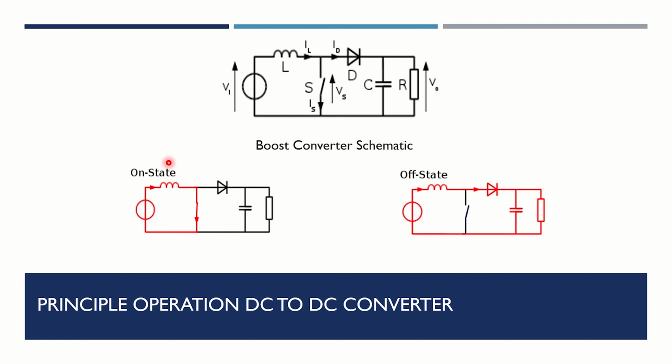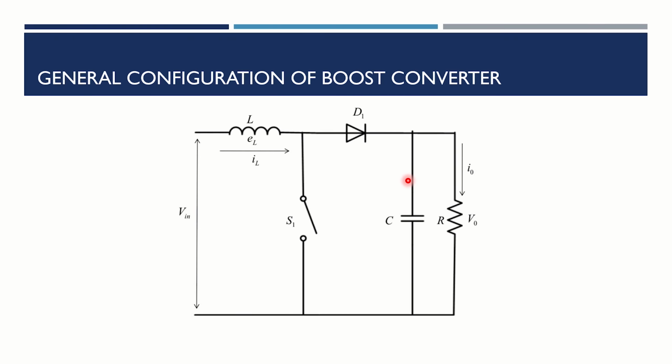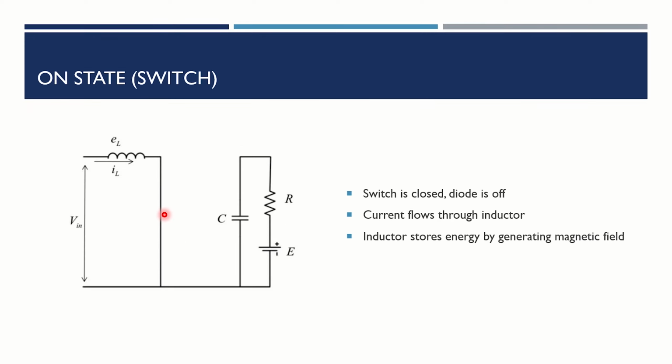Basically, we have two modes of operation of the boost converter, which are the on state and off state. On state means the switch is on but the diode is off. Off state means the switch is off but the diode is on. This is the general configuration of a boost converter. This is inductor, this is switch, this diode, capacitor, load which is connected in parallel to the diode, and the whole circuit is connected directly to the V source.